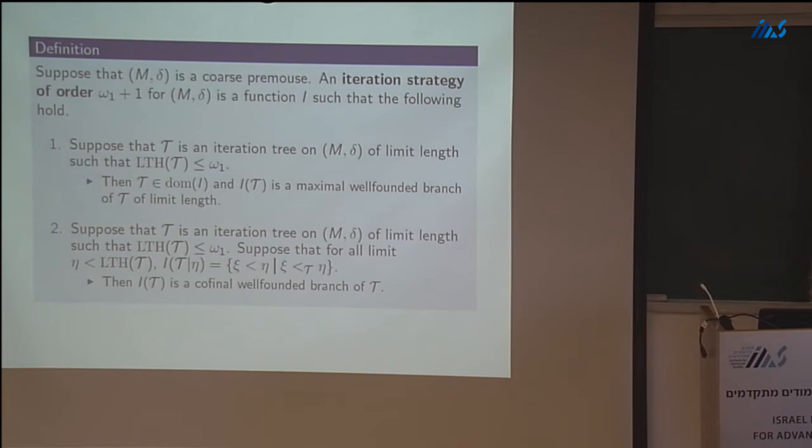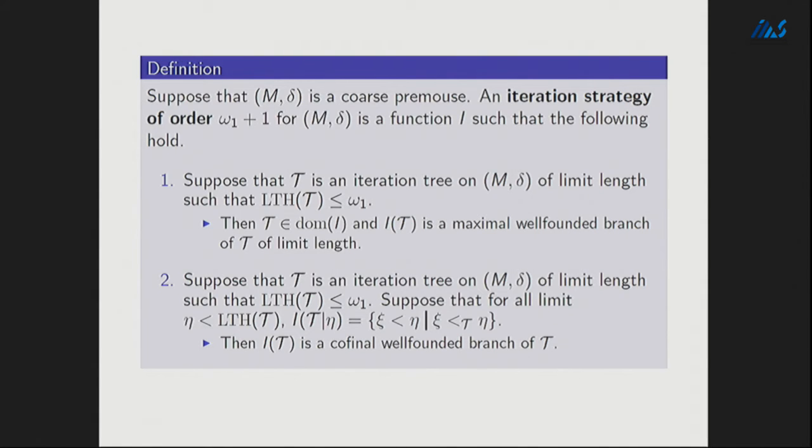If you follow what the iteration tree is telling you to do at limit stages, so if you have an iteration tree on the model of limit length, less than or equal to omega 1, and for all limit eta less than the length of the tree, the iteration strategy at the iteration tree restricted to eta is the branch the tree picks. In other words, at limit stages, the branch that the tree is picking agrees with what the function is saying you should pick. Then I of T is a cofinal well-founded branch.